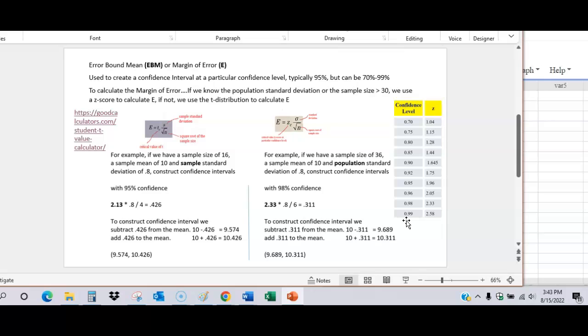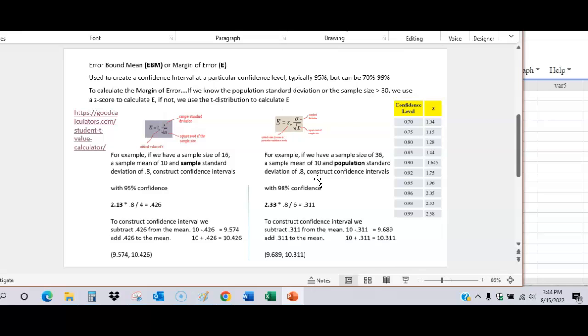So if we wanted to calculate something at an 80% confidence level, the value we would use for the z over here would be 1.28. So this is a formula that we can use to calculate E, which is our margin of error, when we know the population standard deviation. We just use the z at a particular confidence level, that's these values over here, multiply it by the standard deviation, and divide that by the square root of n. So in this example, we have a sample size of 36, a sample mean of 10, and a population standard deviation of 0.8.